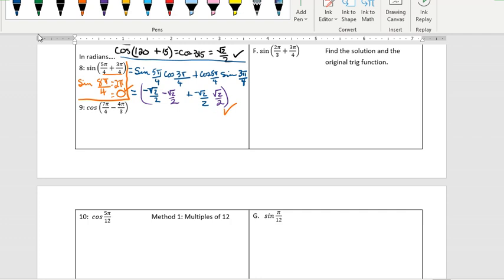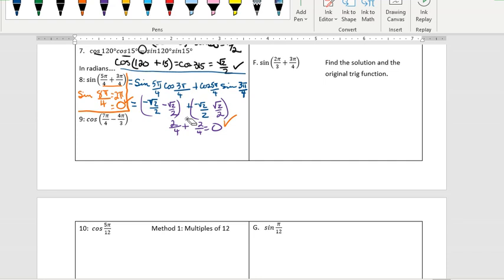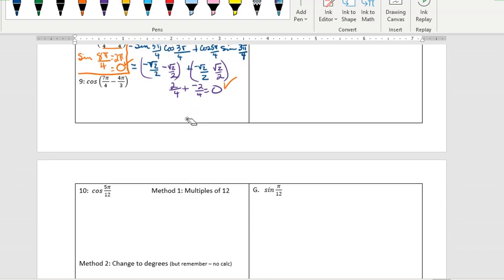I've got to erase this part. Sorry, but I've got to have room to set this up. You know what? Control Z. Let's see if it'll put it back. I don't know. Yes, it did. Yay me.